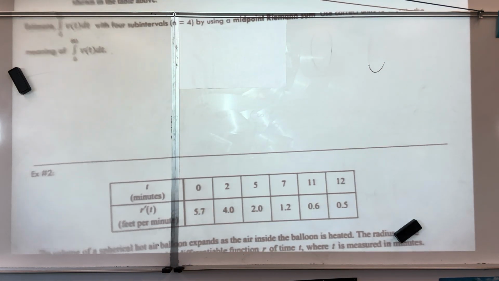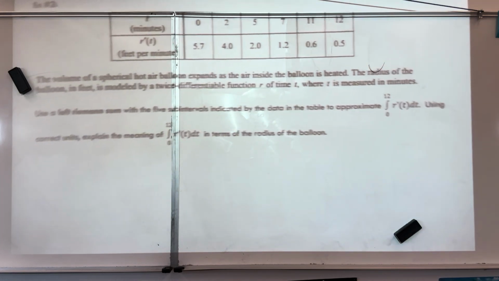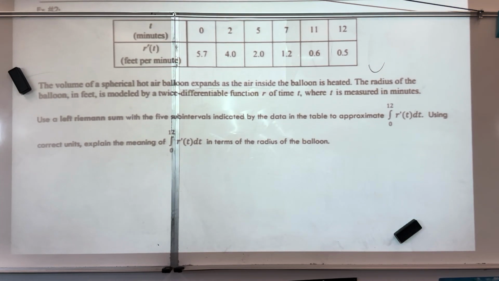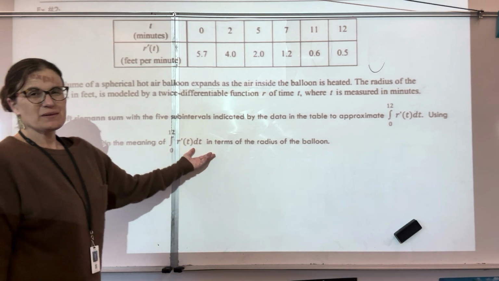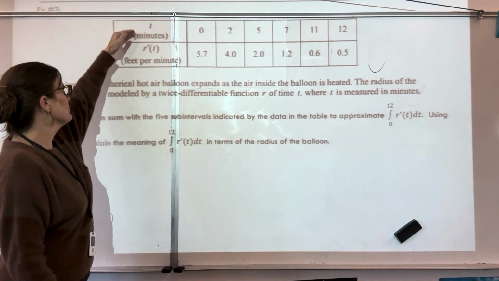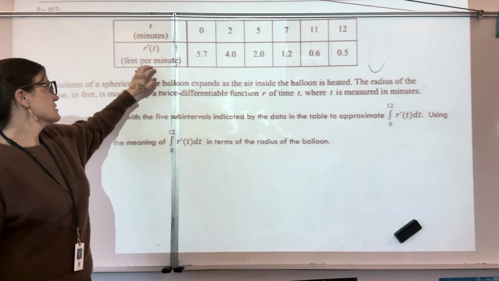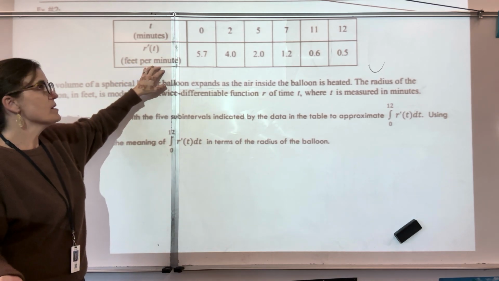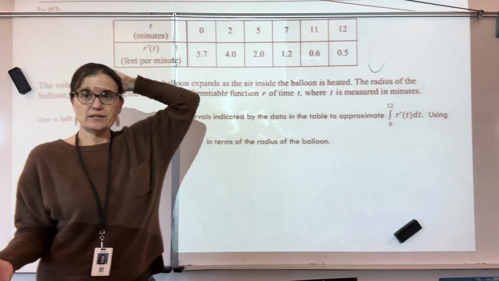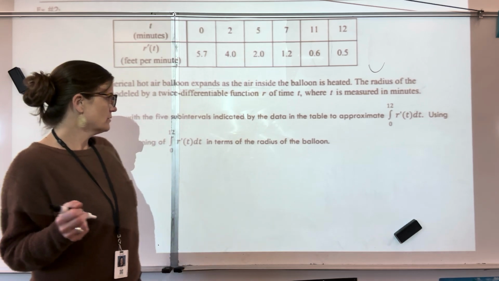Example number 2 is about a spherical balloon, a hot air balloon, expanding, and the radius of the balloon is modeled by this twice differentiable function. Maybe something new and different on this problem is that it's t versus r prime of t. So this is already a rate, right? This is in feet per minute. That was also already a rate. It just didn't have a prime on the notation.